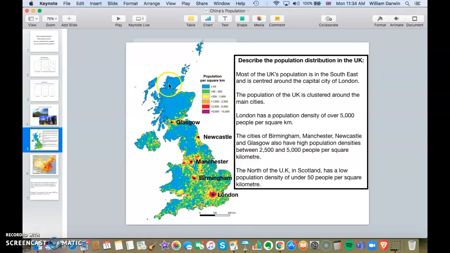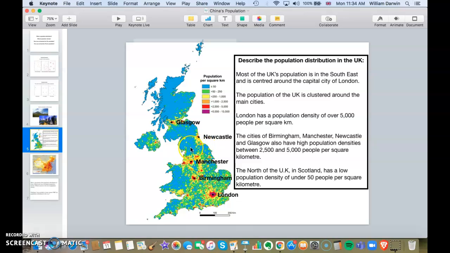Conversely, in Scotland, at the north of the UK, we can see that there are very few people living per square kilometre. We've got less than 50 people living in the Highlands of Scotland. Also, some areas of Wales where there are mountains, very few people. In the north of Cornwall and Devon, we've got very low population density.